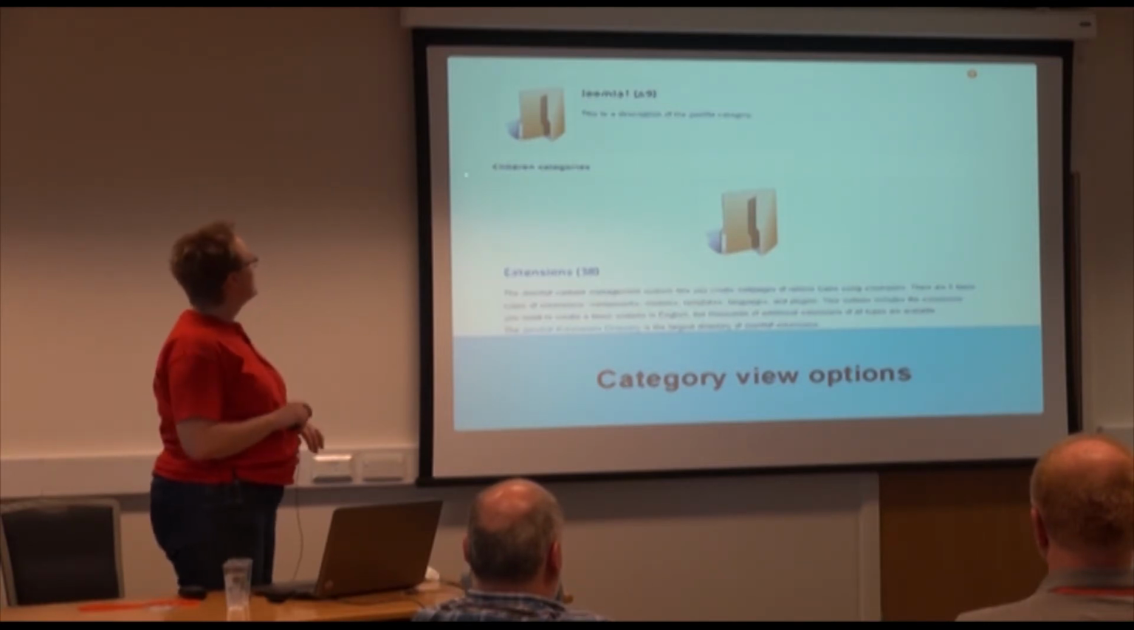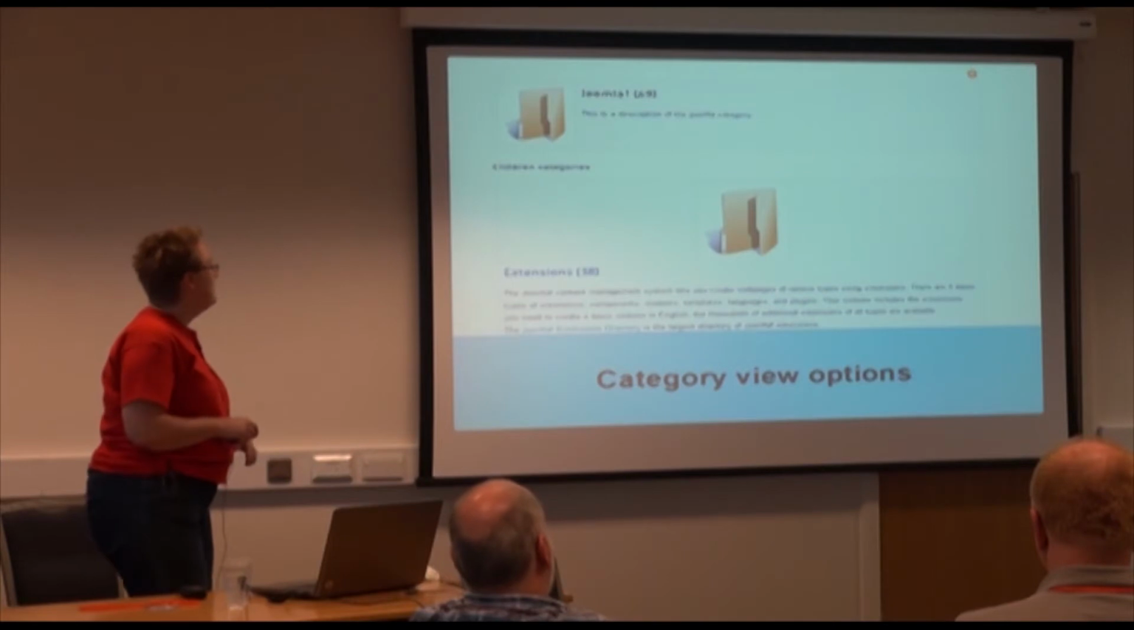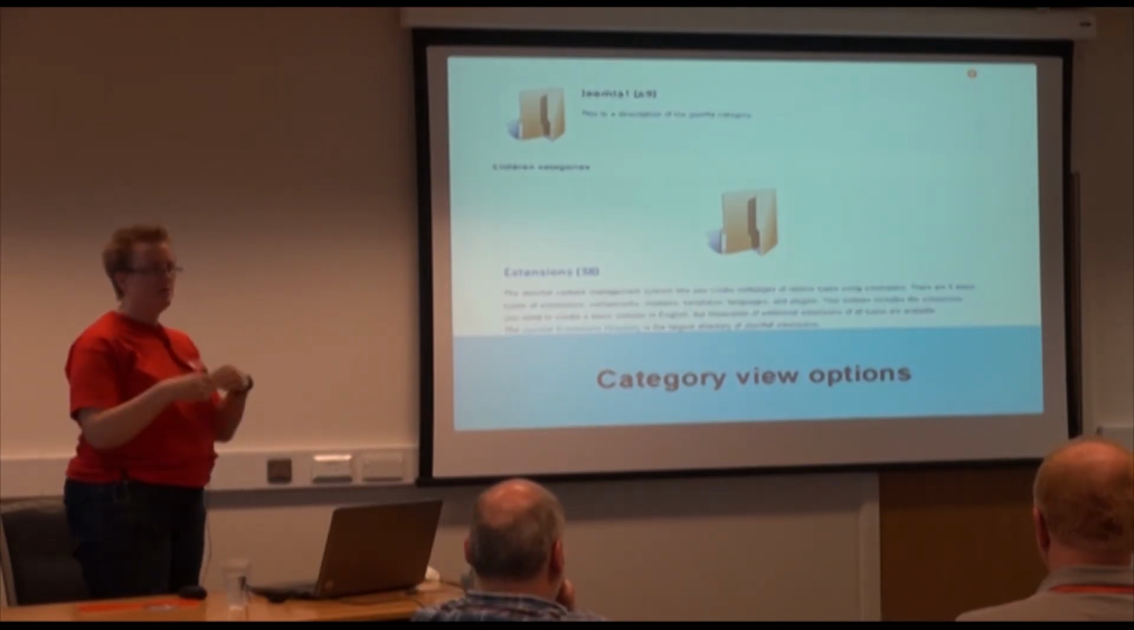And then it has child categories. So in this case, we've got a child category called extensions. There's 38 in there. That's the intro text, basically, for the category, the subcategory, the description. So then you could click on this, and it would take you into that category, and you'd view all of the items in that category.